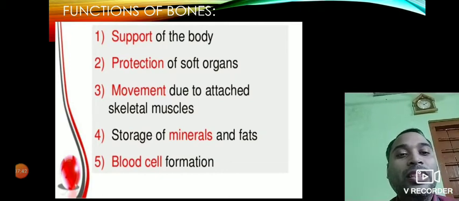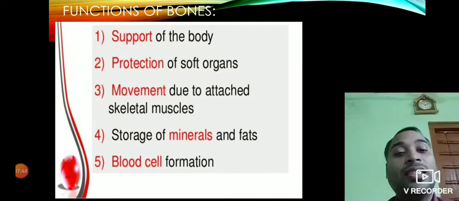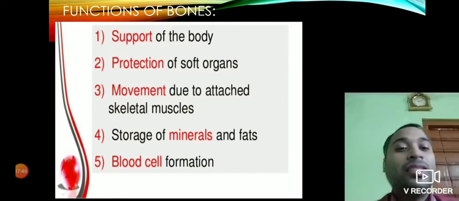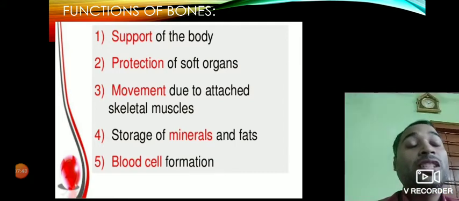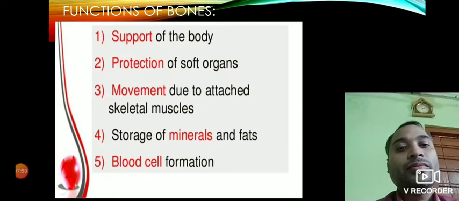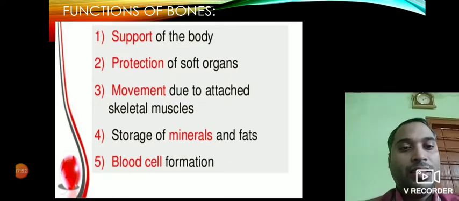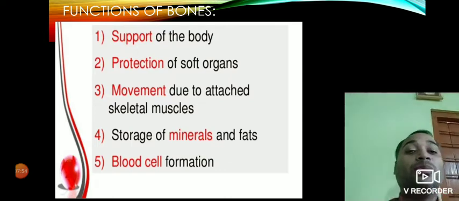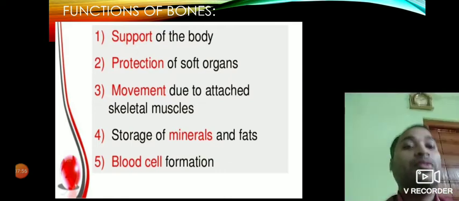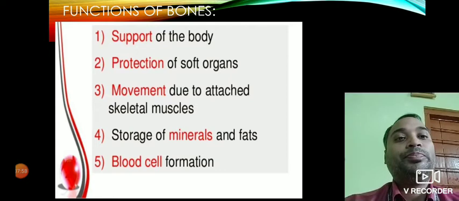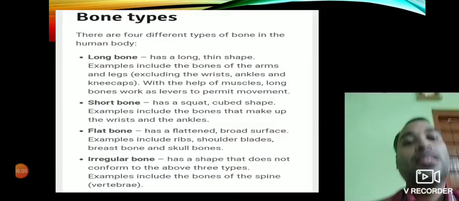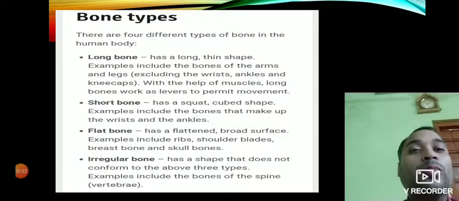Then also blood cell formation. We have already discussed that blood cells are formed in the bone marrow, which is part of a bone. So this is a very important function of bones. Then let us discuss the types of bones.